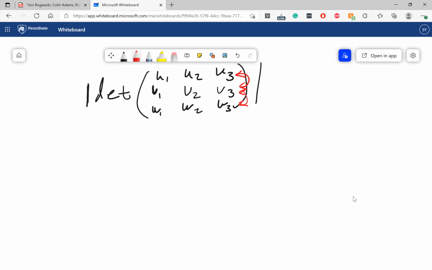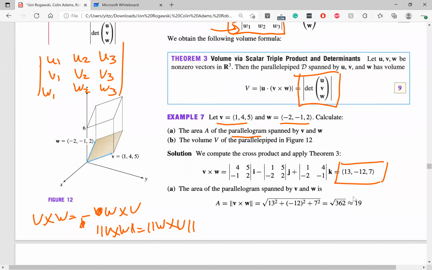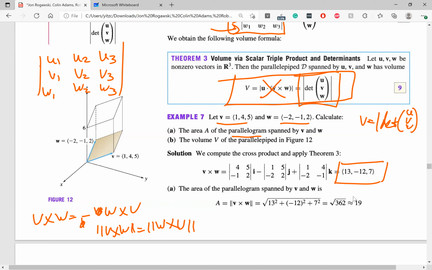Okay, so for our parallelepiped, this is the formula. You don't need to remember that. That's the scalar product. You should remember the second part: V is equal to the magnitude of the determinant of U, V, W. Any questions?